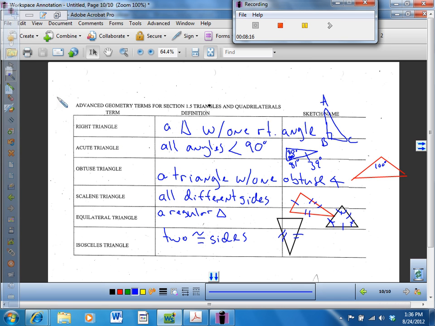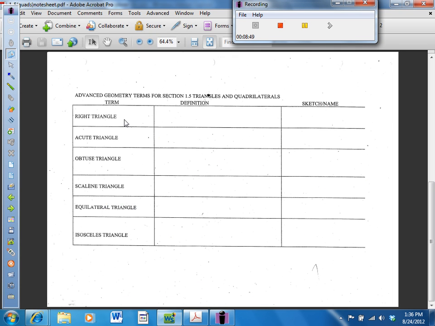Okay. So let's move on. Is that all the triangles? Yeah? That's all the triangles. So let's move on to the next page of this handout. If I can figure out how to do that. Let's see. I'm gonna find my page.